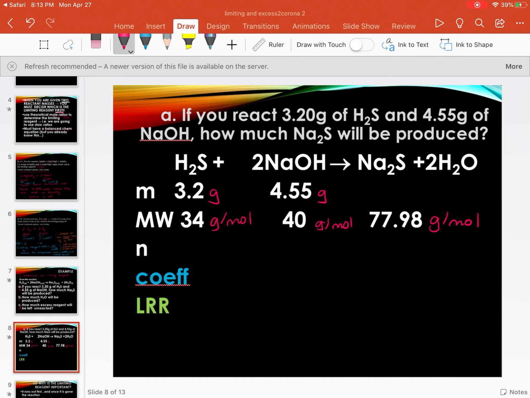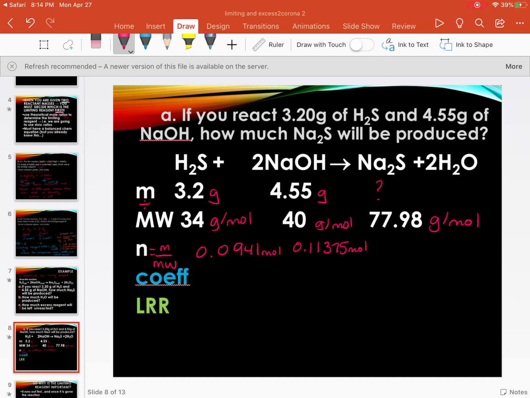Okay, so we're going to do moles. Again, it's mass over molar mass, so this line divided by this line. So 3.2 divided by 34 is 0.0941. 4.55 divided by 40 is 0.11375. Okay. So now we need to decide which of these mole amounts we are going to use, because the question asks us for sodium sulfide.